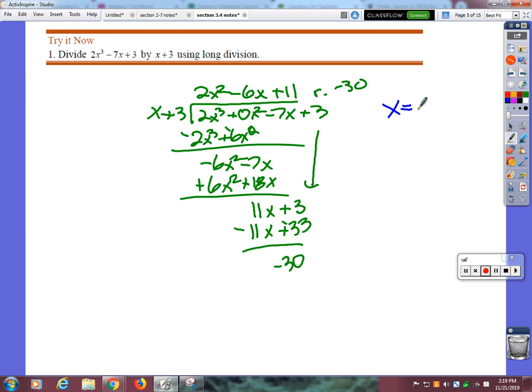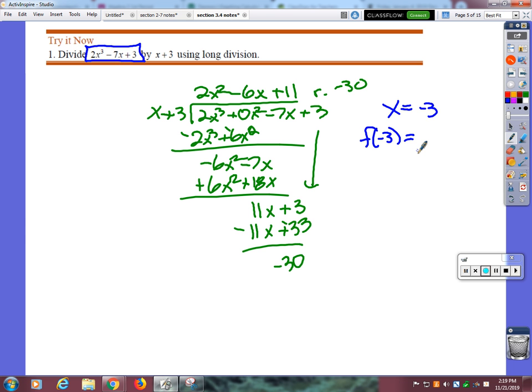I know this is going to seem really random, but it can't be any more random than what Cooper just did. Will you take negative 3 and plug it into this right here? Yeah, just plug it in. Make it x, and then tell me what you would get when you plug that in. Negative 30. Yes, that's the remainder.